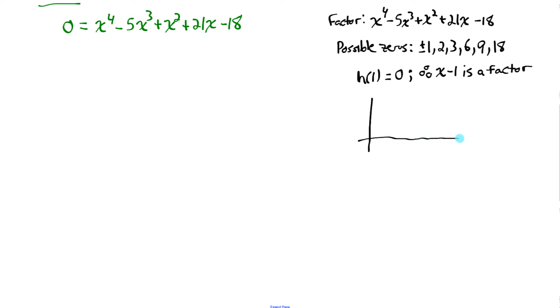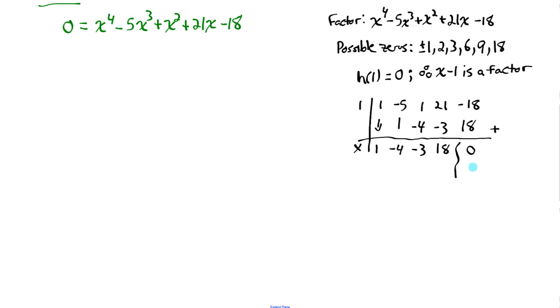So I'll set up my table. I'll put the 0 of the divisor here, so put 1 there, and then the coefficients of the function up here, so 1, negative 5, 1, 21, and negative 18. And then I'll do my synthetic division, where I bring the first term down. 1 times 1 is 1, negative 5 plus 1 is negative 4, 1 times negative 4 is negative 4, 1 plus negative 4 is negative 3, 1 times negative 3 is negative 3, 21 plus negative 3 is 18, and 1 times 18 is 18, and negative 18 plus 18 is 0.